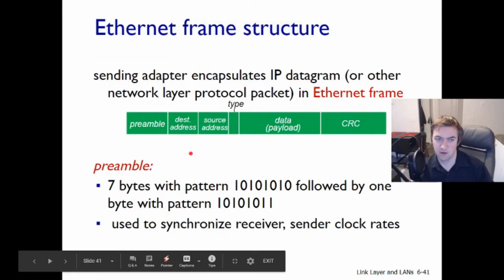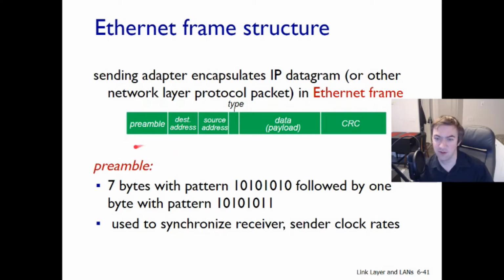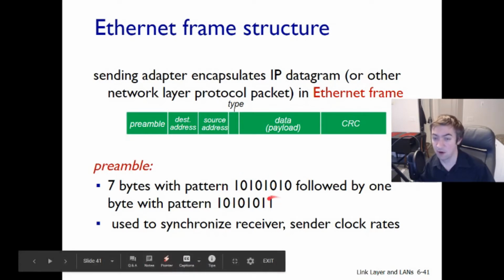So let's break down the contents of an Ethernet frame. Ethernet frames are going to encapsulate IP datagrams or whatever other network layer packet that you're dealing with. And the sending adapter is going to do this encapsulation, including basically everything you can see here. So one step at a time, let's start with the preamble. The preamble is 7 bytes that all have the pattern 10101010, followed by one that's the same but a 1 at the end instead of a 0.